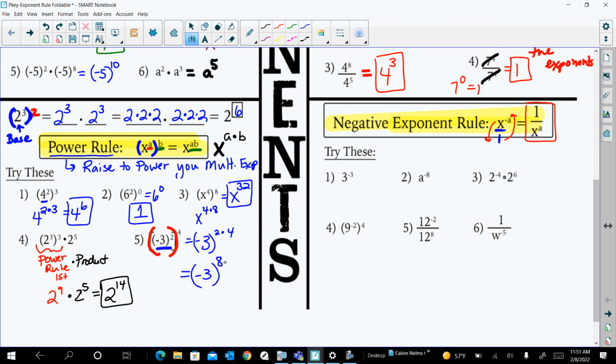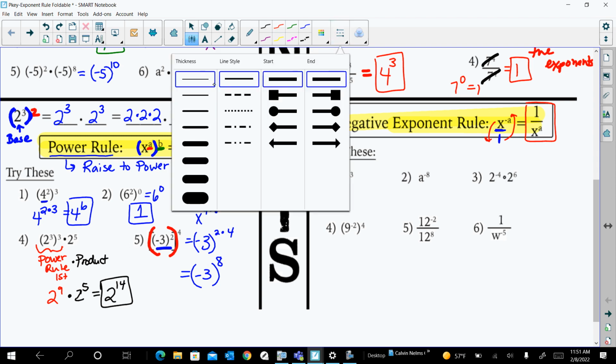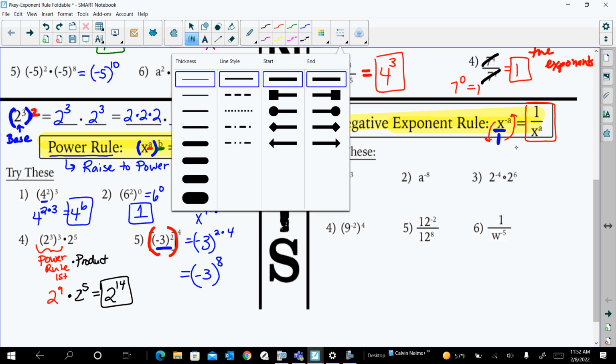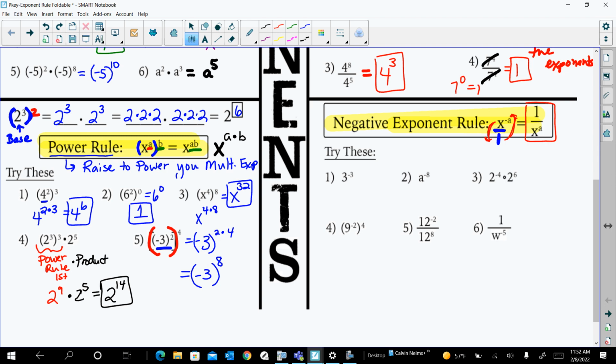All right, and the last thing I want to talk about, the last rule, negative exponent rule, okay? You cannot leave a base with a negative exponent. You have to change it to a positive by doing the reciprocal. So what I'm trying to get you to see here is first put the base over 1, and then you're going to flip them to make it positive, okay?